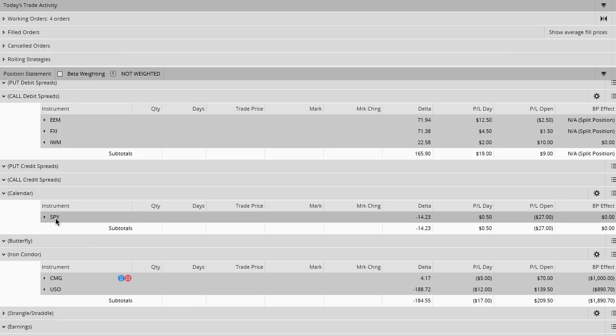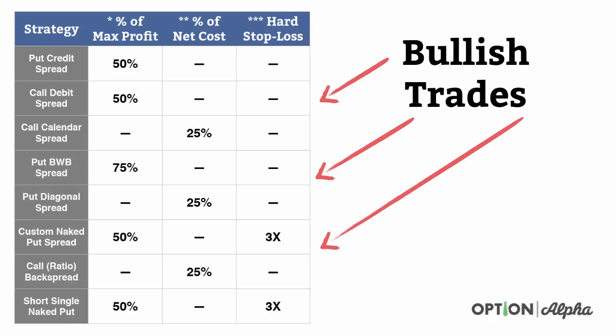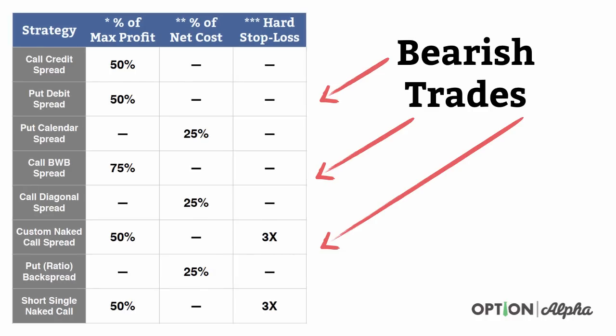So let's look at this calendar spread in SPY. We're trading a calendar spread in SPY, using a put calendar spread. So we've got the May 200 puts and we've got the April 200 puts. If we go back to our slides, since we're doing a put calendar spread, you can see that's a bearish trade, and our put calendar spread needs to be exited at a 25% gain of the net cost that we got to get into the trade.